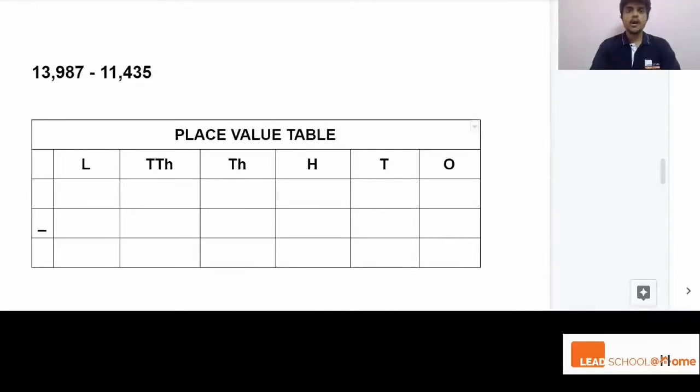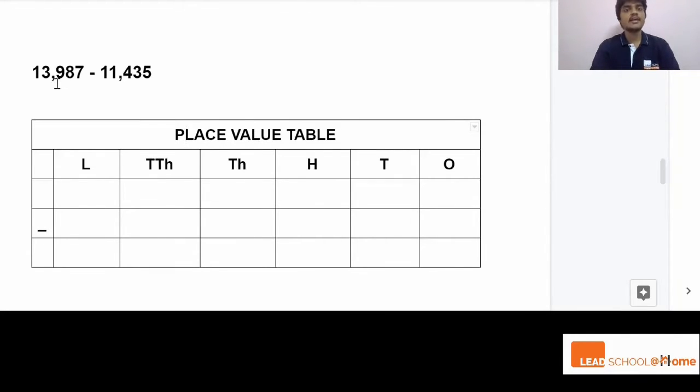Okay, so now I have two numbers here, 13,987 and 11,435. Now I want to do subtraction. I want to subtract 11,435 from 13,987. Let me see how to do that. The first step is to draw the place value table, and the second step is to put the bigger number at the top.